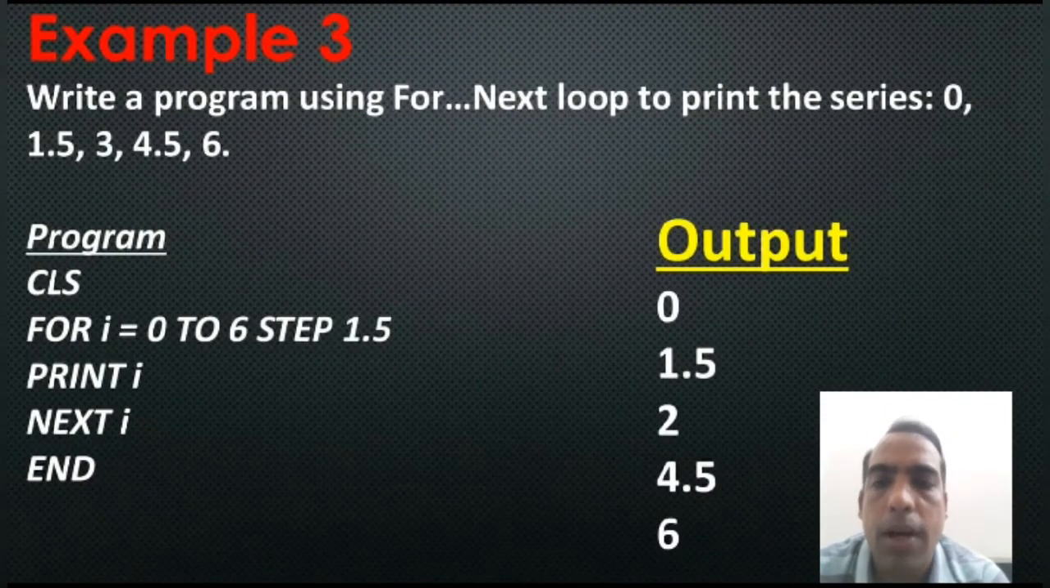Example 3. Write a program using for next loop to print the series 0, 1.5, 3, 4.5, 6. You can observe the difference between two consecutive numbers is 1.5. First we have to write CLS to clear the output screen, then for I equals to 0 to 6, step 1.5, because the difference between two consecutive numbers is 1.5, that's why step 1.5. Then print I, it will print the value of I, then next I, then end. You can see the output of this program.